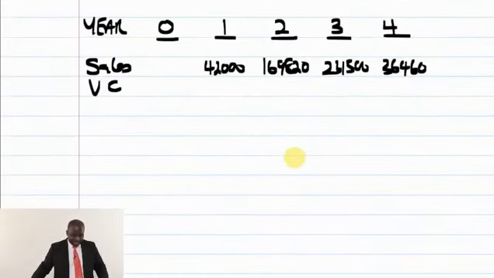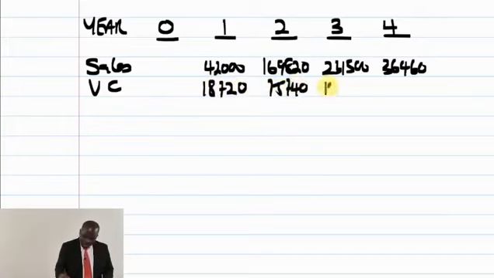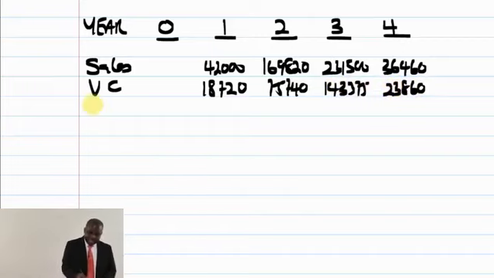Then we move ourselves quickly up there. Okay, you have to be on the run so far as investment appraisal questions are concerned. They demand time. So variable cost: 18,720, 75,740, 143,375, 23,860. Then you ask yourself, fixed cost.